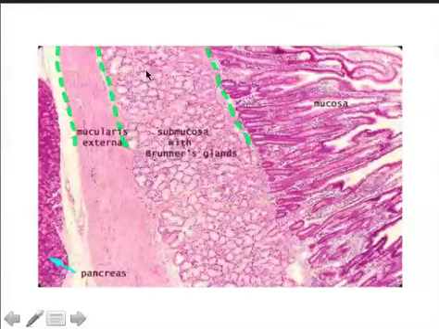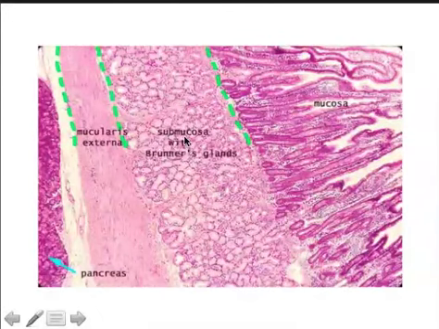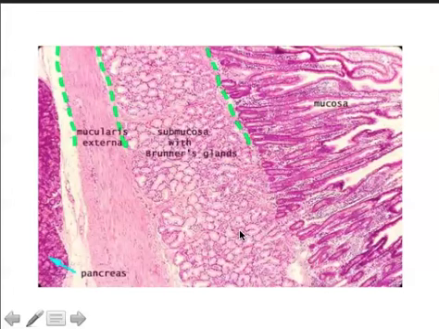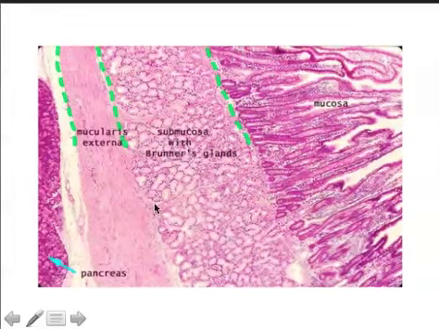And what do Brunner's glands produce? Secretions that the duodenum needs in order to chemically break down your food. So these are a lot of the brush border enzymes in the mucus that are important in this region of the intestine in order for you to be able to chemically break down your food while allowing it easy passage through the organ. And here you can see the muscularis externa.